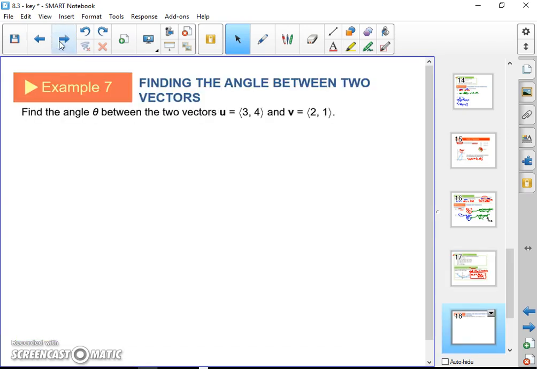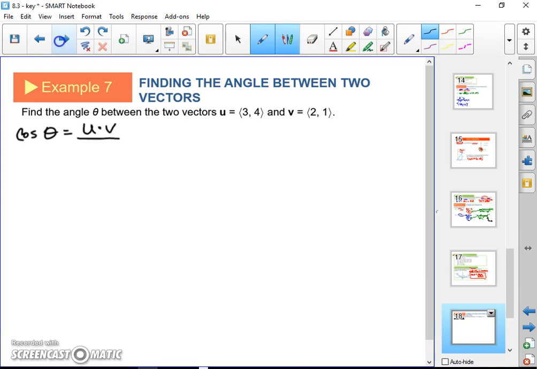So example 7 says find the angle between those two vectors. So we look at the formula, cosine theta equals the dot product divided by the product of the magnitudes. And so look at your vectors. Here's u and here's v. We're going to dot product, so multiply those and multiply those. Dot product is going to be 3 times 2 is 6, plus 4 times 1 is 4. We can tell that dot product is going to be 10.